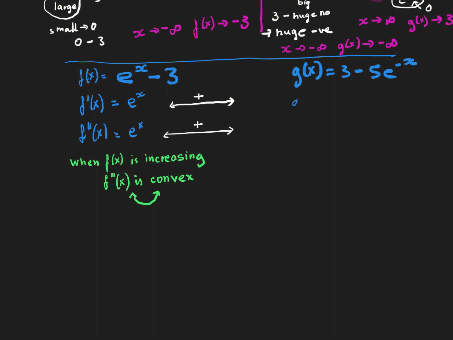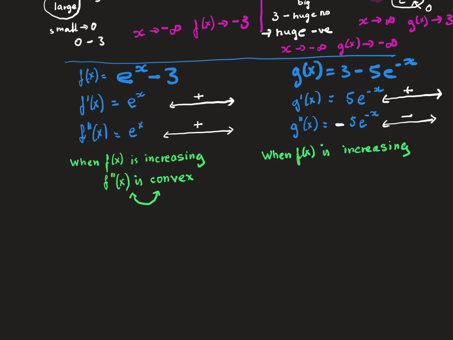Okay, looking at our g function, g'(x) is going to be 5e to the minus x. And that means our sign diagram is going to be positive. And g''(x) is going to be minus. So that means that our sign diagram for g''(x) is going to be minus, and it's all because of that minus sign here. And so we can conclude that g(x) is increasing, but its slope is decreasing, so g'' is going to be concave, or sad face.